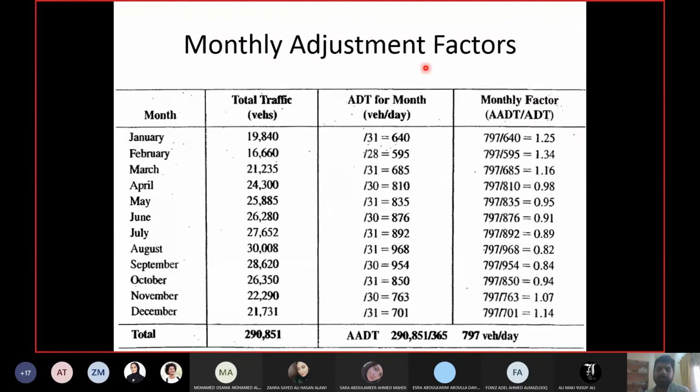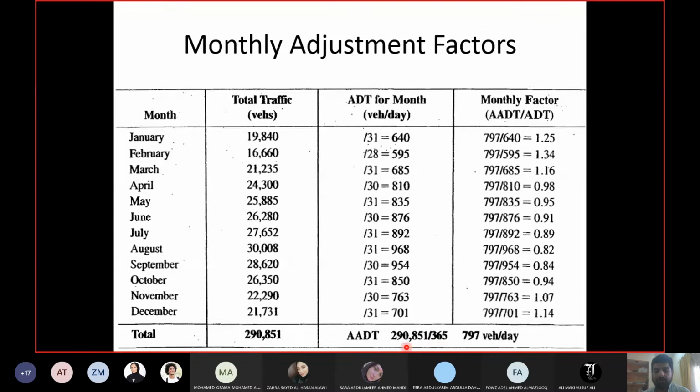Similarly, you can calculate monthly adjustment factors as well. So again, for monthly adjustment factors, you need AADT, and then you divide the AADT with the average traffic of that month. So again, this is the data from a permanent control count location. So you have the total traffic in each month of the year. If you want AADT, you take the total of this whole column, and divide by 365, which is the number of days in the year, you'll get AADT.